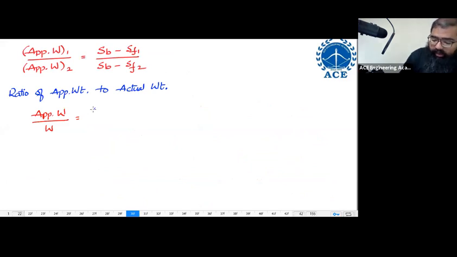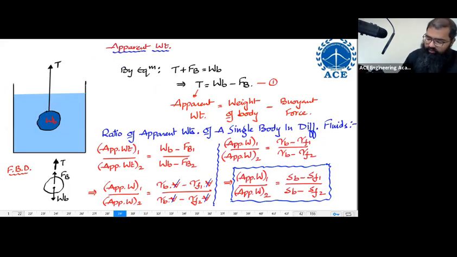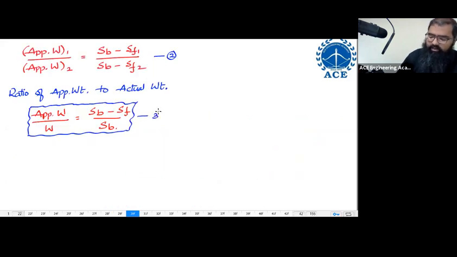That means over here, I'm going to have SV minus SF whole divided by what? SB. This is going to be the relationship in that particular case. This was the first equation you have seen, this is the second equation, and this over here is the third equation we are having. These equations, if you remember, for apparent weight, it is very, very easy for you to attempt questions in this.